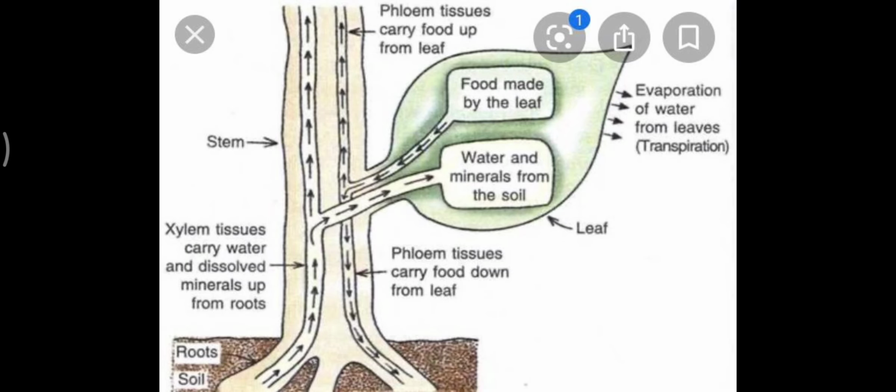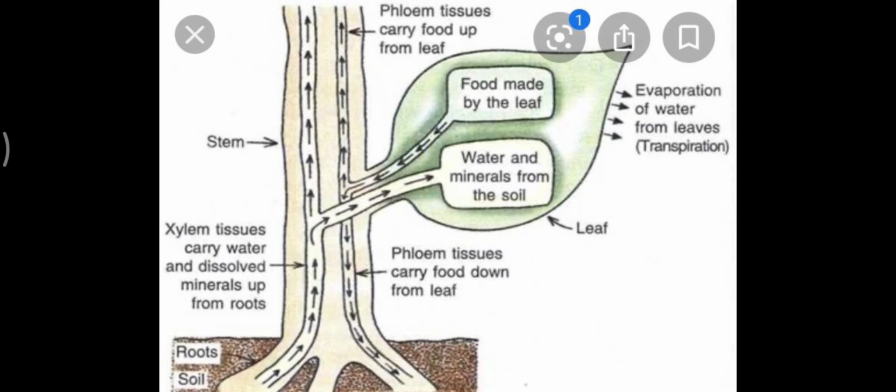Now, when you talk about the transportation in xylem and transportation in phloem, you will find out that xylem transport is always unidirectional. That is, the water and the minerals always move from soil to stem, from stem to branches, from branches to other parts. That is, always the water is moving from down to upward direction.